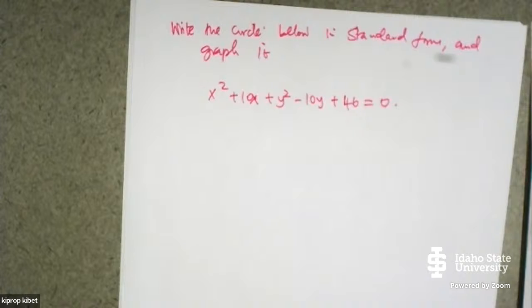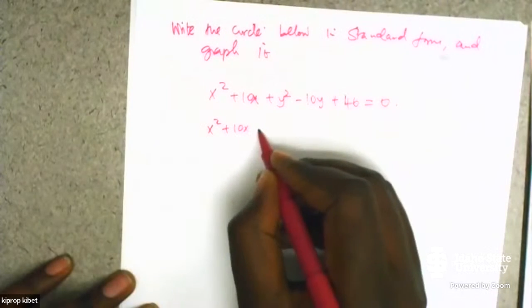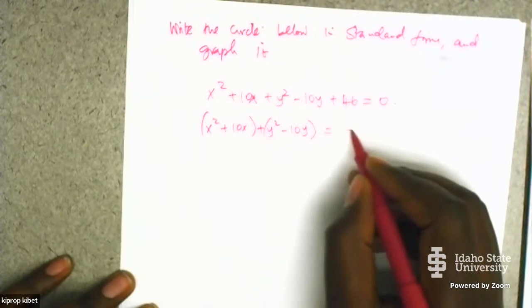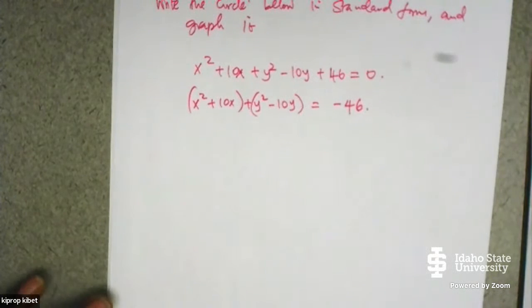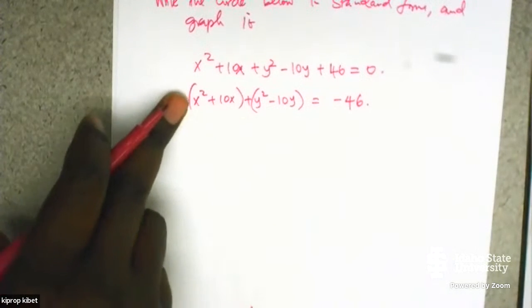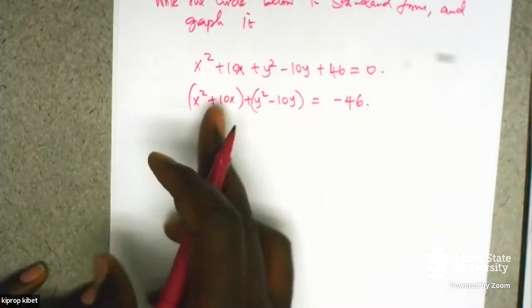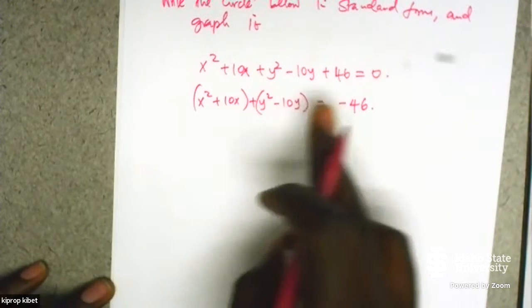So you move the constant to the other side, leaving the variables on the left. We have x squared plus 10x plus y squared minus 10y equals minus 46. Then we now complete the squares. Looking at the coefficients of x squared and y squared, they are already 1. So now we take half the coefficient of x and square it, and then we take half the coefficient of y, square it, and add.